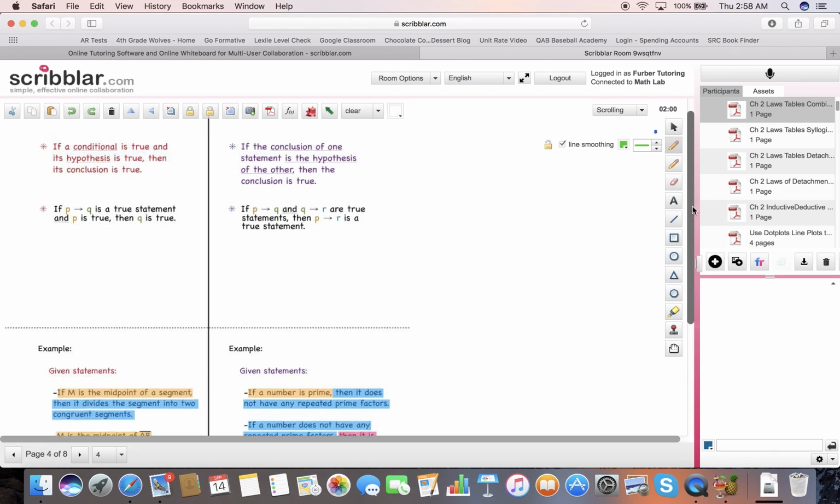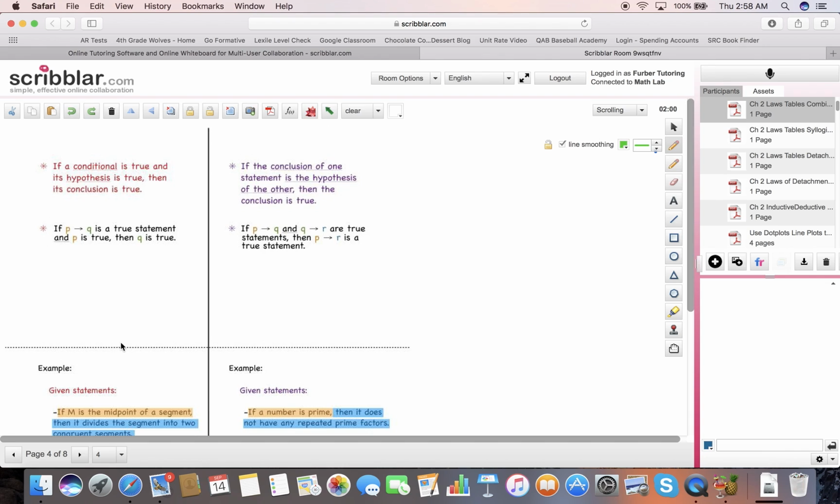Okay, so let's talk first about the law of detachment. This left side is the law of detachment. I'm going to explain to you what the law of detachment is, but it's going to make more sense when you see the example below. The law of detachment says that if a conditional is true and its hypothesis is true, then the conclusion would be true as well. So for example, if P then Q is a true statement and P is true, then Q is true.